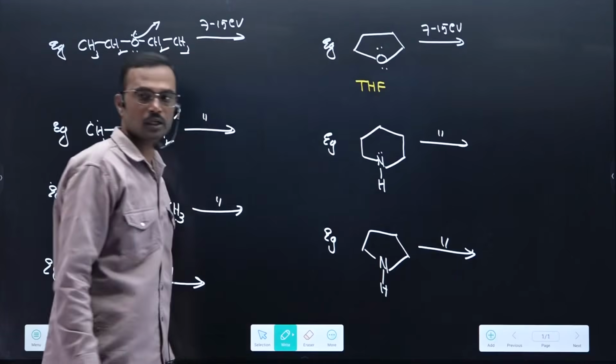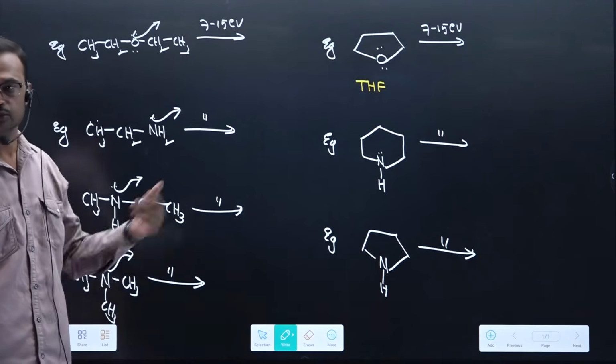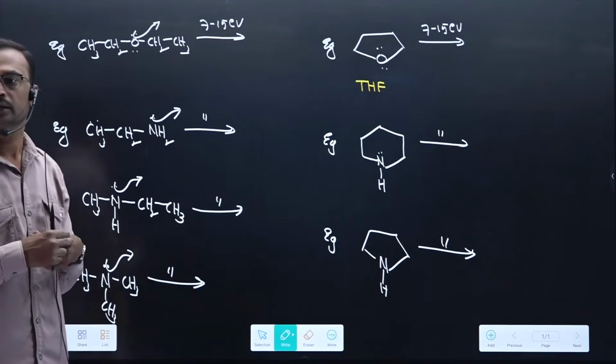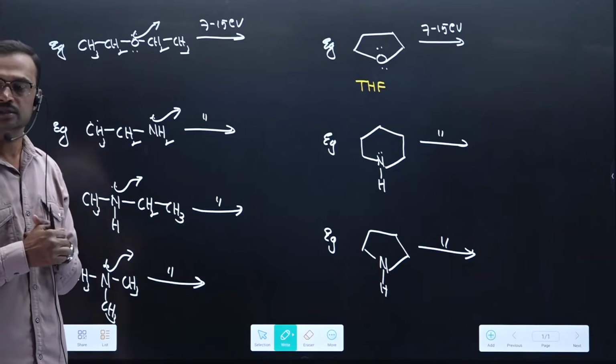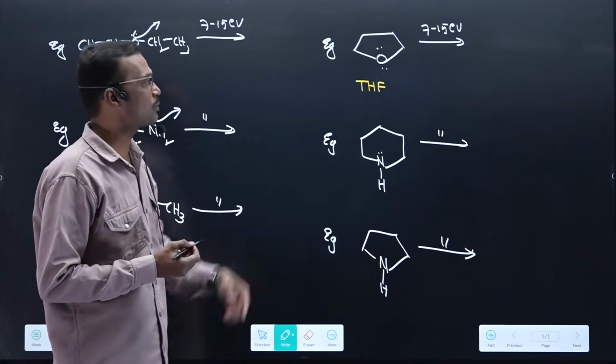It is one of the best organic solvents. If I say universal solvent, that is THF only. It is the most commonly available solvent, easily extracted from various sources. So this is the commercially available solvent, THF.